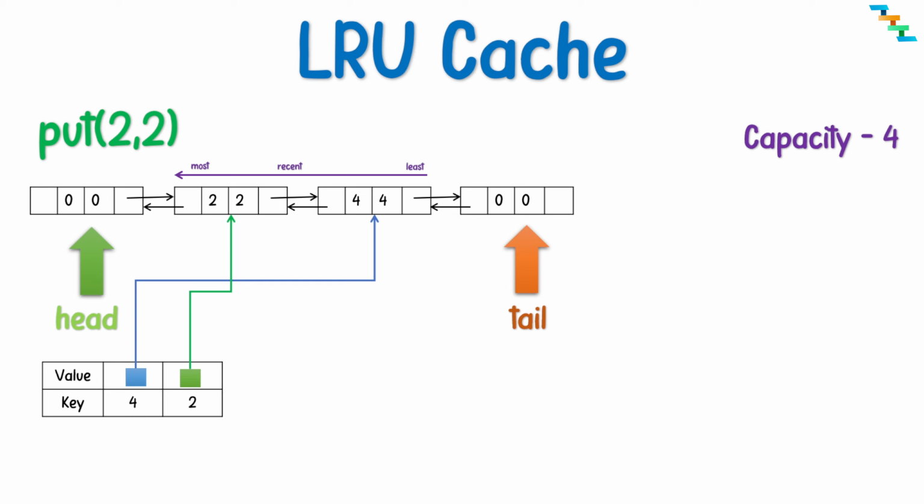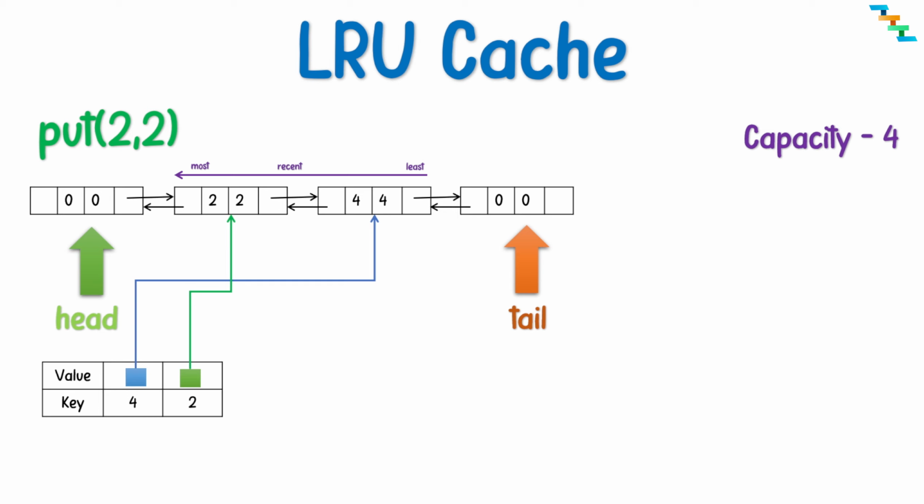Get the head's next reference, which is the node with key as 4, which will be pointed to by the node's next. Now reference the head's next to this node and this node's previous to the head node. Likewise, reference this node's next reference to node 4 and node 4's previous reference to this node. Now create a new entry in the hash map with key as 2 and value as this node object.